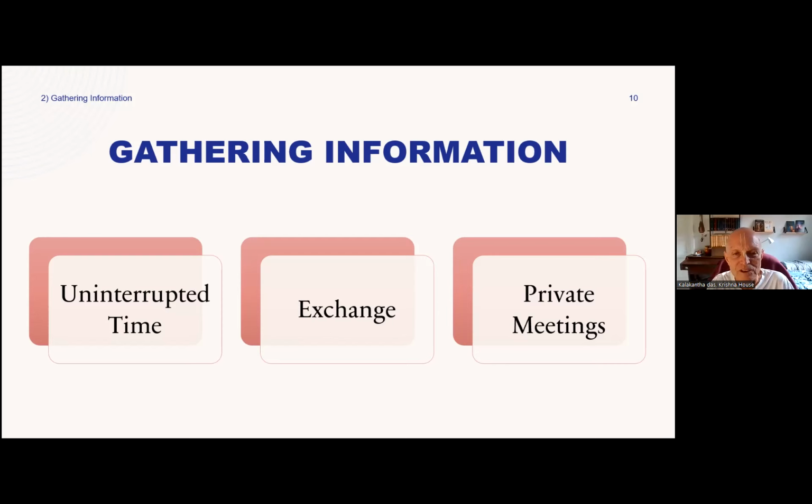Any other questions about uninterrupted time? This is the part, if nothing else you get this morning, remember this. Have the two parties sit down and tell each other their stories and draw them out.